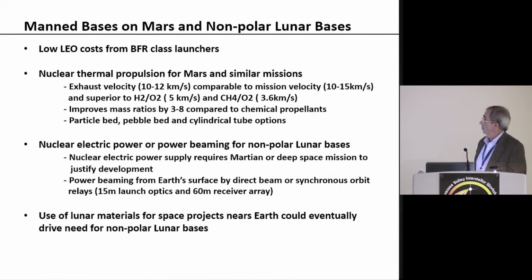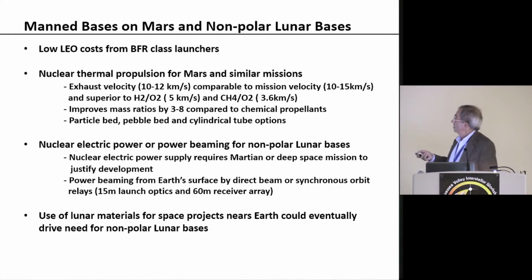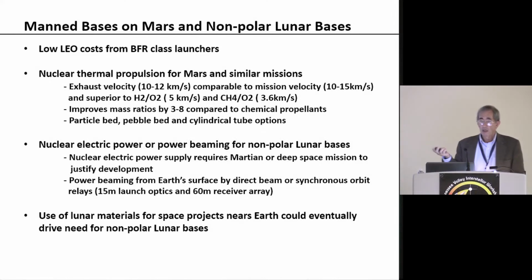But when you get off the pole, you need something to get you through the lunar night. And that means you need either nuclear electric power or you need power beaming. For the nuclear electric, I don't think you can get that technology developed being motivated by going to lunar bases. If you're going to get that power, it's going to have to come out of other missions, and I'm going to talk about those in a later view graph. Similarly, if you're trying to do power beaming from the Earth's surface, that's things we can conceivably do. Launch optics are in the 15-meter range. The receiver array, 60 meters. Talk to John, he'll wear out your ear talking about that subject.